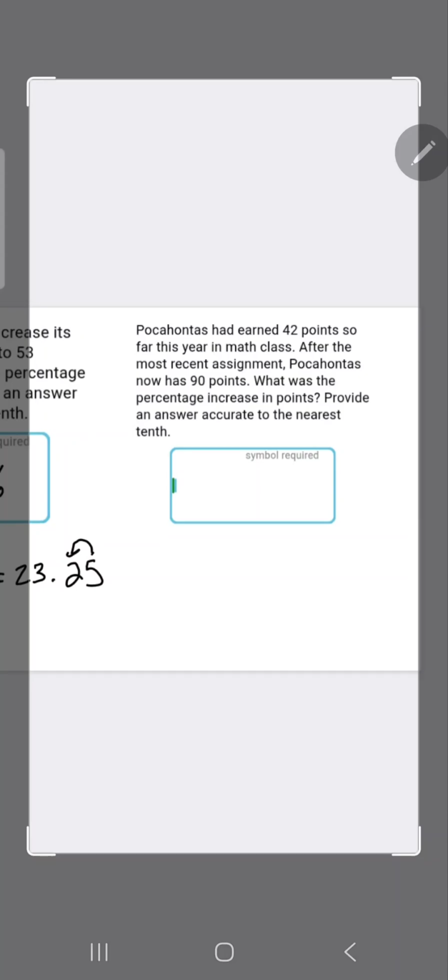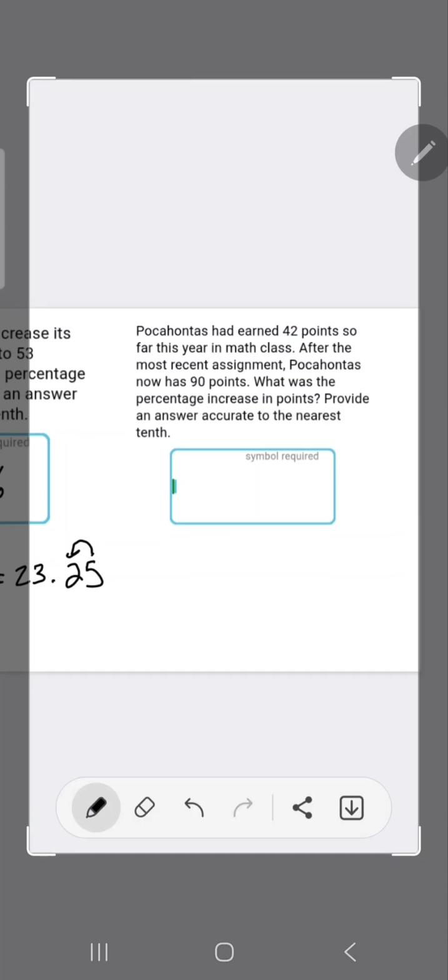Next problem, we're going from 42 to 90. If I subtract, that comes out to be 48. Divide by the original, which is 42. In this case, the top's bigger. That doesn't matter. That's fine. It's going to be over 100% because it increased more than 42. So I'm going to multiply by 100.